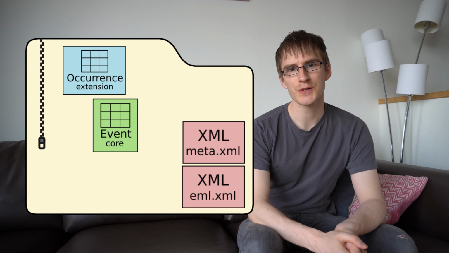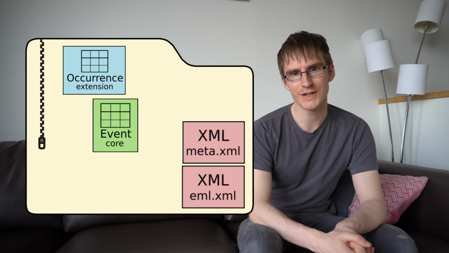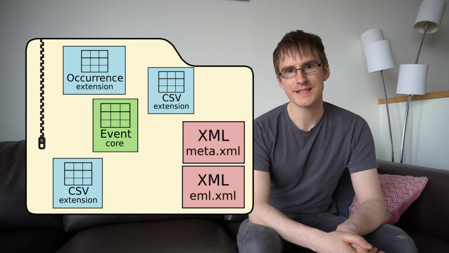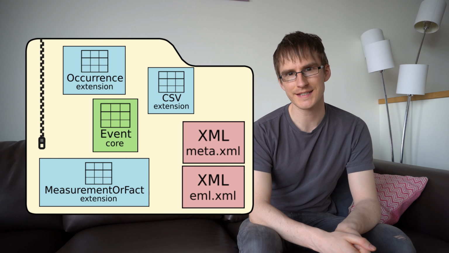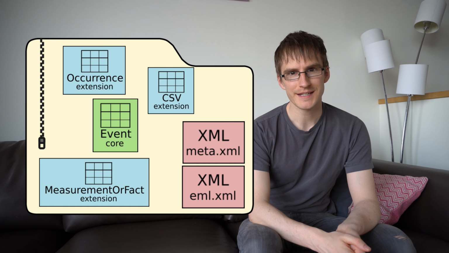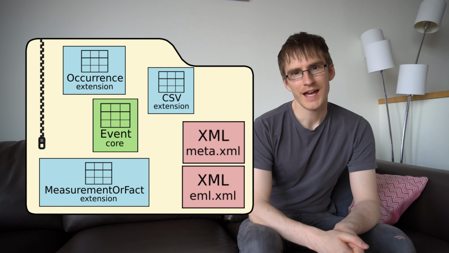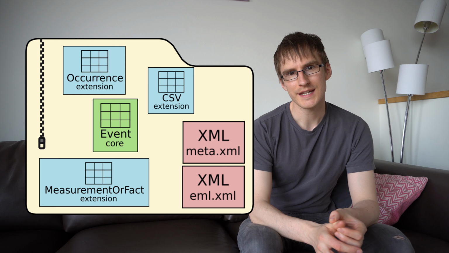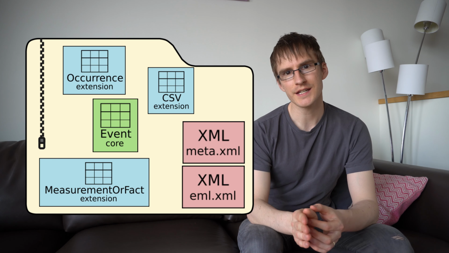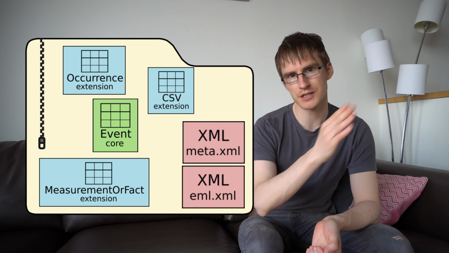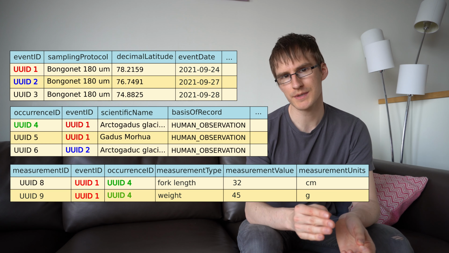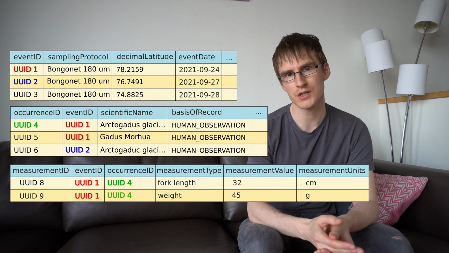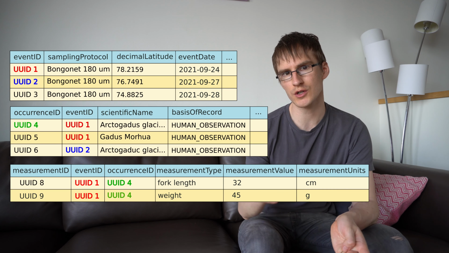So now we have these two CSV files, an event core and an occurrence extension. But we could have any number of extension files. So for example, we could have a measurements and facts extension, which admittedly could have a more catchy name. But what this would include is different measurements that we've taken of each occurrence or from each event. So let's say we take some measurements of the weight of the fish or the length of the fish. We can include all these in here.